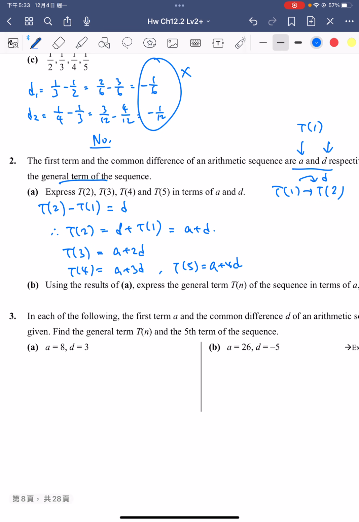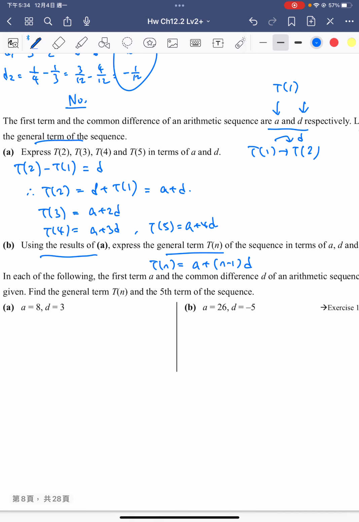Alright, now we use the results to find a general term. You can see that when this is 2, it's only 1d. When this is 3, it's 2d. When this is 4, we have 3d. And when this is 5, we have 4d. So when this is n, what we need is n minus 1, isn't it? So Tn is just equal to a plus (n minus 1)d.